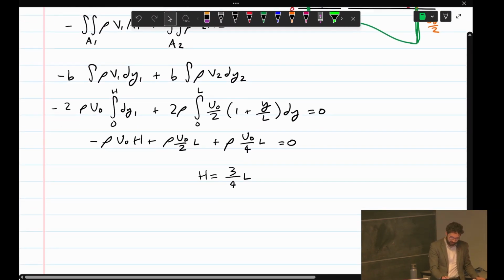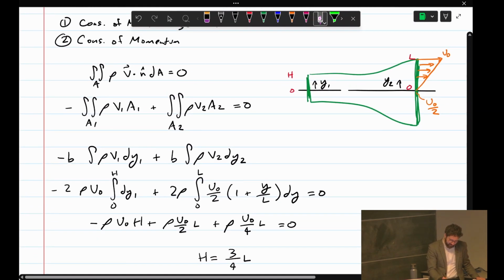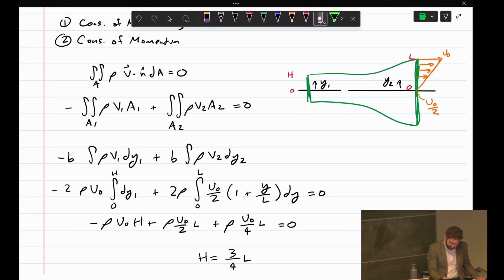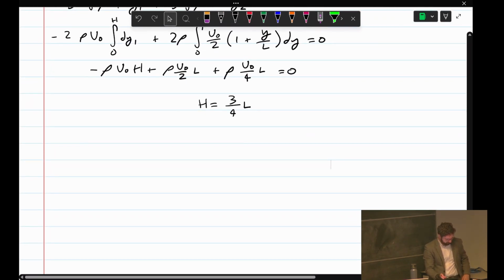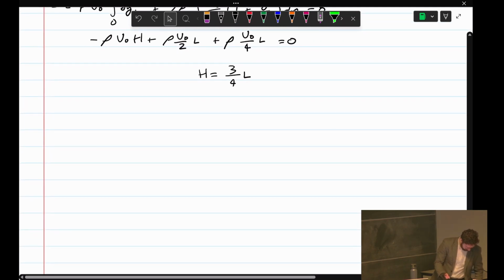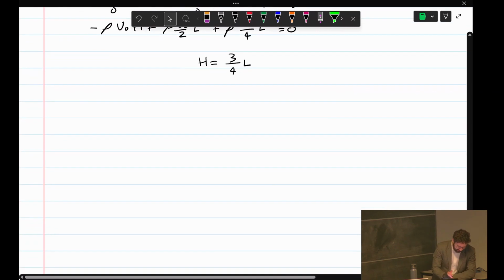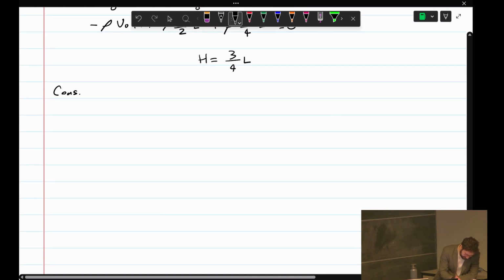Okay, so we actually know h now in terms of L. So h, like I drew, is a little bit smaller, and then it gets pushed out. So h is 3/4 of this height. So this height is 3/4 of this height. Okay. So now we're going to do conservation of momentum.